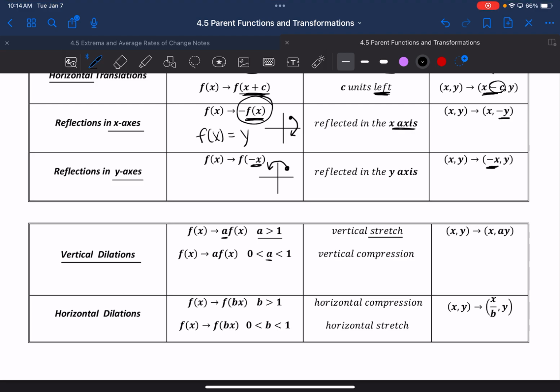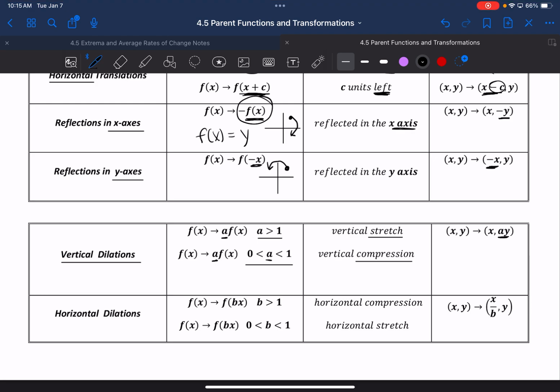Now, if your a value is between 0 and 1, can somebody give me an example of a number that falls between 0 and 1? 0.5. If I multiply something by 0.5, is it going to get bigger or smaller? Smaller. So that's why we call it a compression, if that's the case. But a is still found out here in front of your function. That's where that a value would be. Okay? But this is multiplying all of your y values by something. So this would only change the y value in our coordinate point.